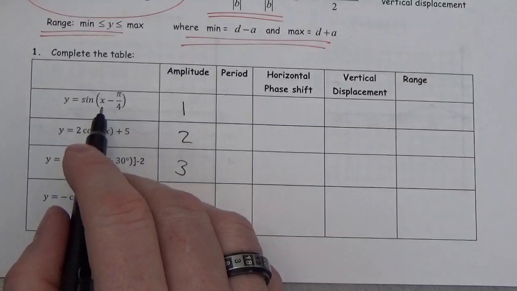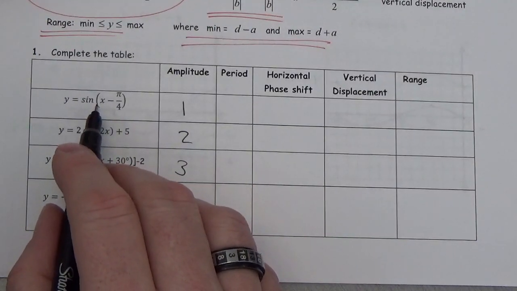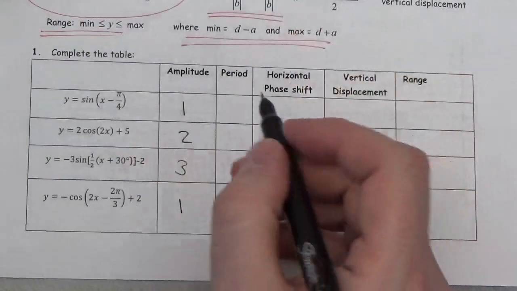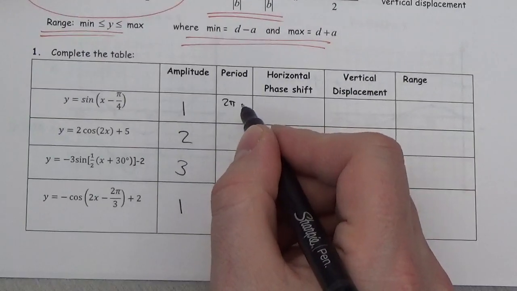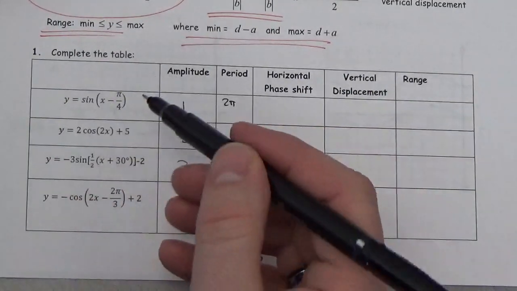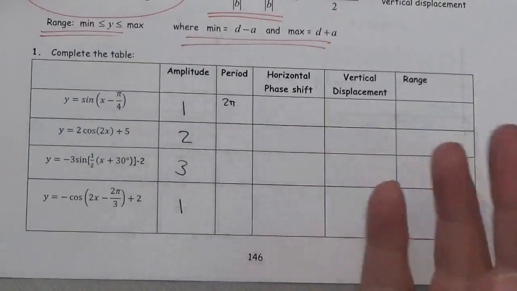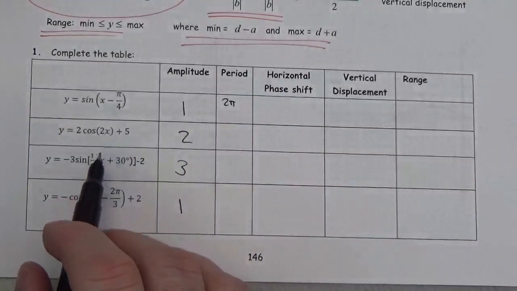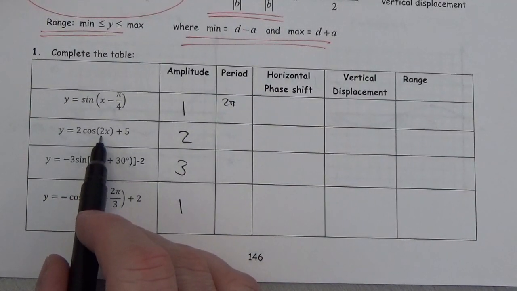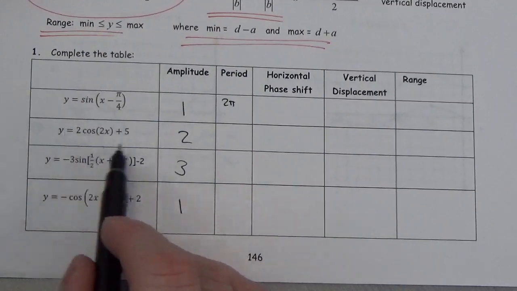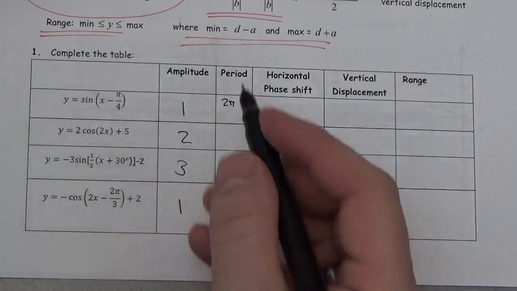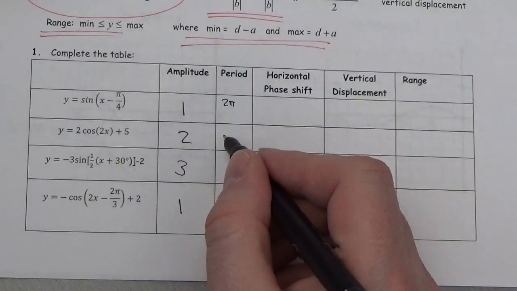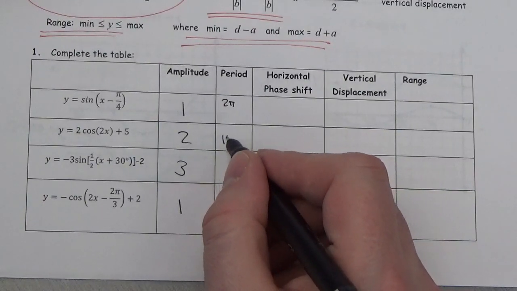Period. Well, okay, I look at the B value here. The B value is 1, so my period is going to either be 2 pi or 360, except for the fact that because I'm giving you the horizontal phase shift in terms of radians, I'm going to assume that this is supposed to be in radians too, so 2 pi. Here, the B value is 2. Now, notice there's no indication of whether this is radians or degrees. So just to alternate, I'm going to assume it's supposed to be in degrees. If this is 2, that means my period is going to be divided by 2. So instead of being 360, it'll be 180.